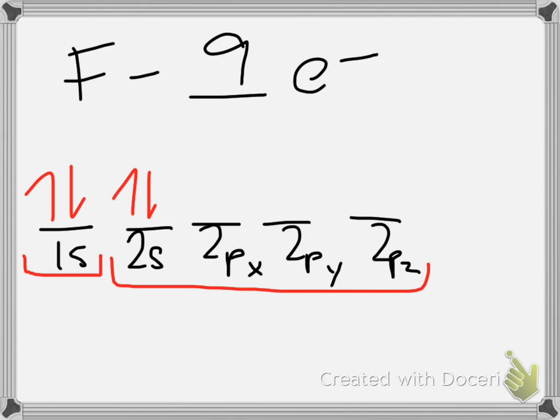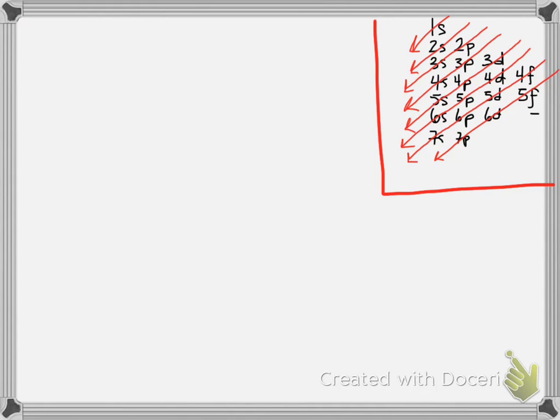Where does my next electron go? 2px. Where does my next electron go? 2py. Where does my next electron go? 2pz. Okay, I've got 7 down, 2 to go. Where does my next one go? Back to 2px, back to 2py. That's the electron configuration for fluorine. So you've got one little lonely orbital that only has 1, but everything else is fully occupied. As I said, it's a good habit to get used to just putting that down right away. So let's go ahead and we'll do 2 more before we get to anything with a crossover.